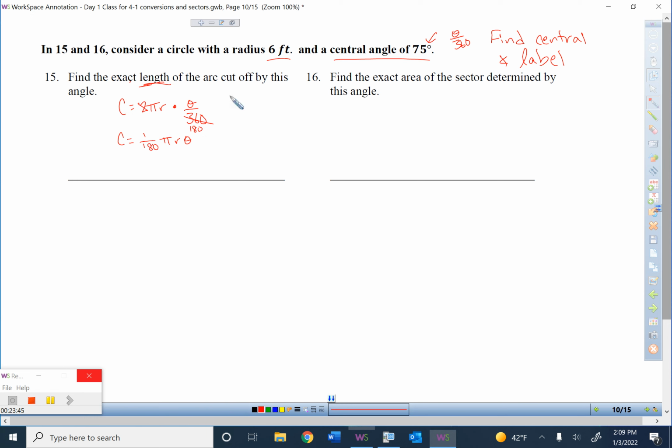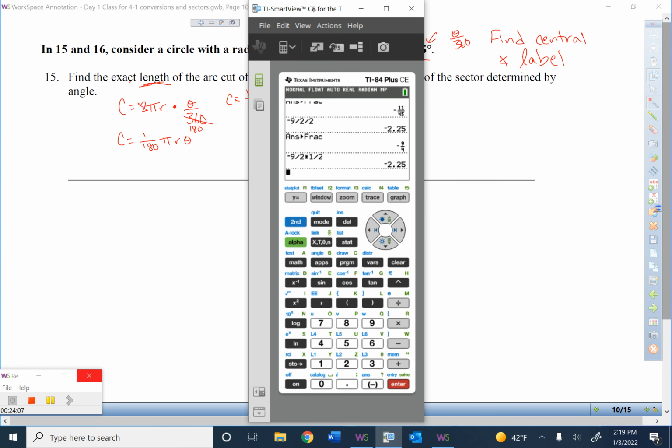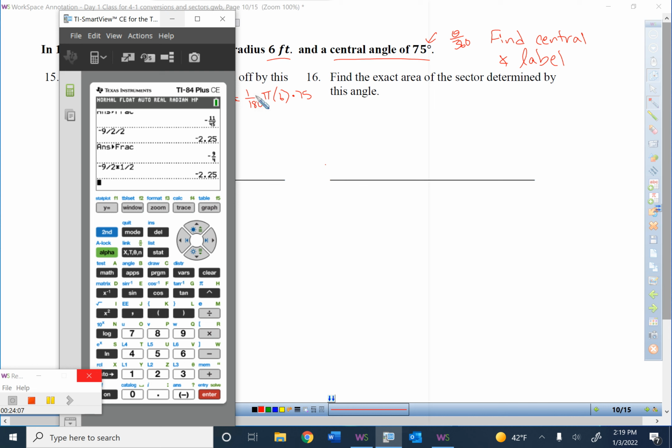So I'm going to go over to the side here, 1 over 180. They gave us our radius was 6, so I'm plugging that in, and our theta was 75, so we're plugging that in as well. And then this whole thing can be typed into your calculator. Okay, we want to always leave the pi out so it's left exact. So 1 divided by 180 times 6 times 75. And it came out to a decent 2.5.